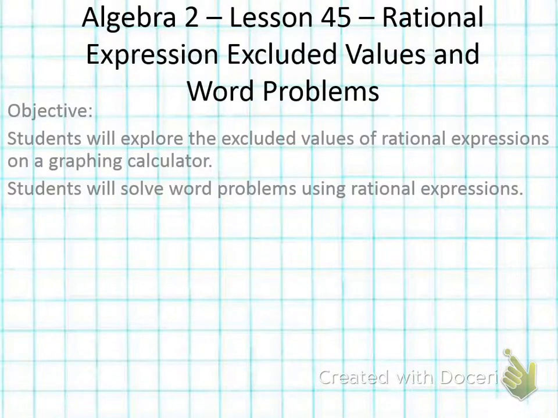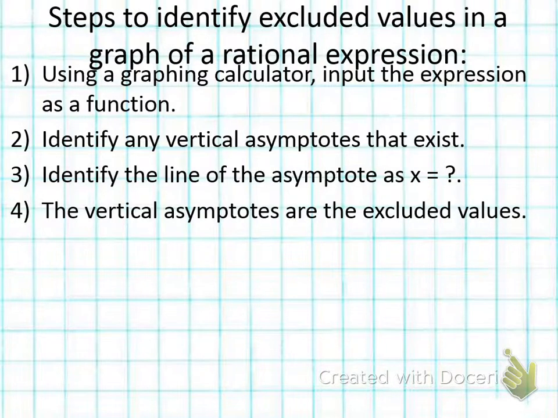Okay, lesson 45, we just talked about finding excluded values on a graphing calculator with the graph or the table, so we all know how to connect that now a little better. Okay, we're also going to solve word problems using rational expressions. This is going to be harder because we don't just use math to know math, we use it to solve real-world problems. These are the steps for the graphing calculator, if you wanted to use them.